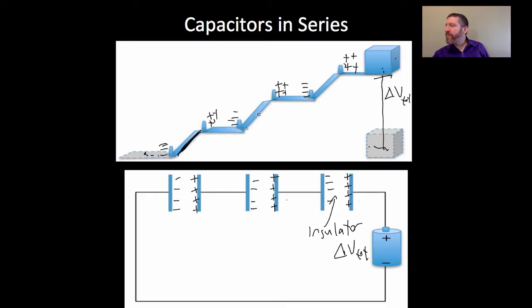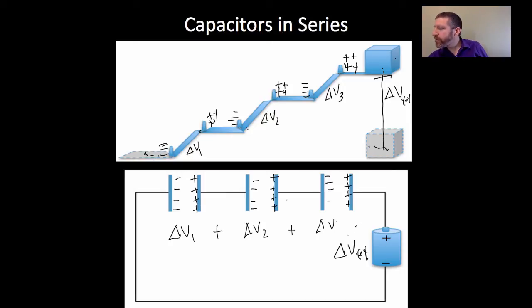But we see that the total drops, I'm going to call this delta V1, this is delta V2, this is delta V3, and this is delta V total. What's the relationship there? Well, if you see that delta V1 plus delta V2 plus delta V3 have to add up to delta V total, then you got the right idea. And that's all we're going to need for our derivation.